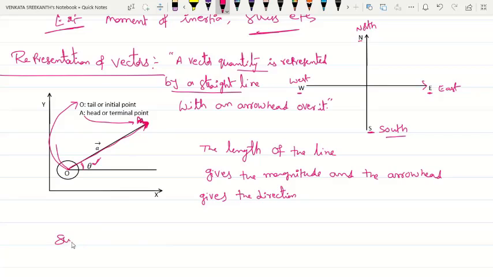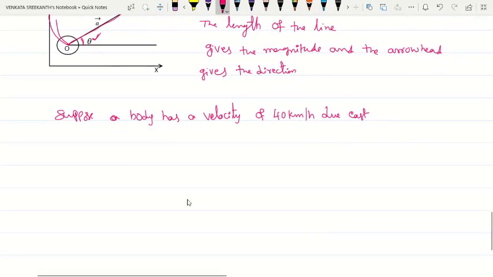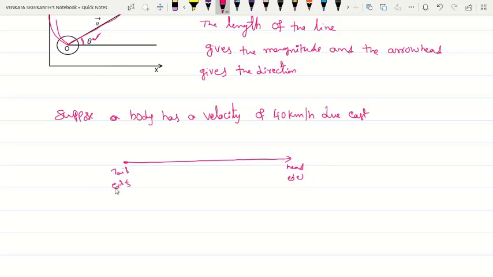So I am giving one small example. Suppose a body has a velocity of 40 kilometers per hour. If you consider due east, I am drawing the vector representation based on this. See here, this is east. This one is the tail, this one is the head.